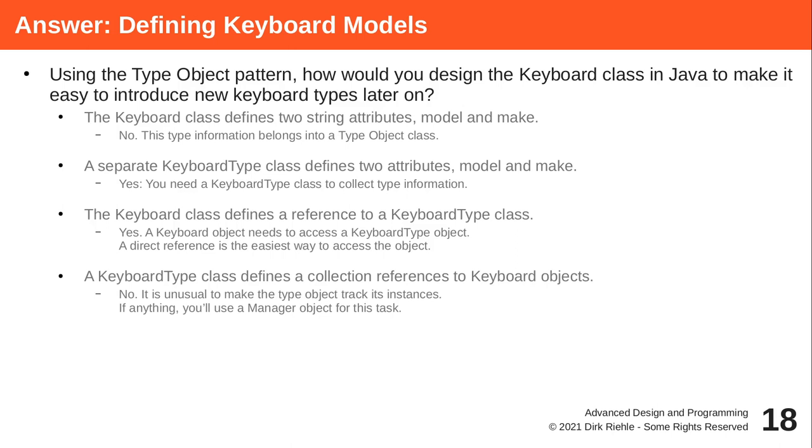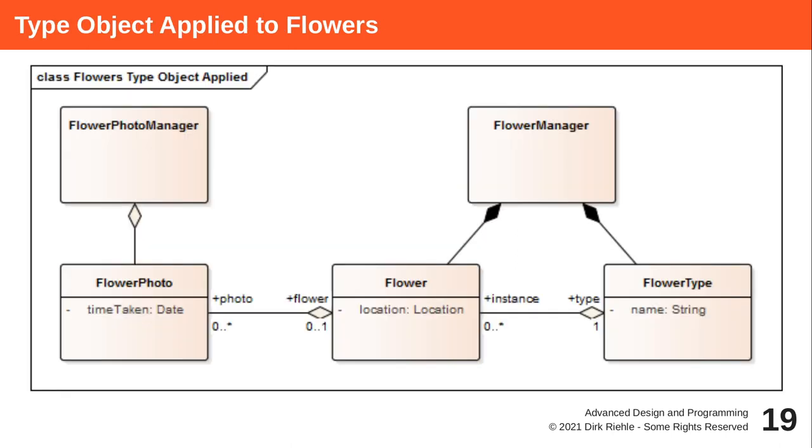The other direction makes less sense because lugging around a large collection of instances, maintaining that in the type object, often doesn't make sense. Usually you go from instance to type. You rarely go from type to all instances, though that may happen. And if you need it, you usually have a different solution to finding out about the instances rather than having large collections in each type object. So hence, it depends, but in general, the keyboard type class does not define a collection of its instance objects as an attribute.